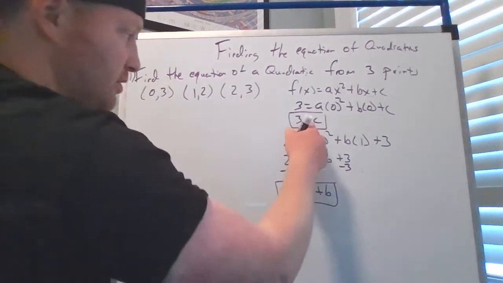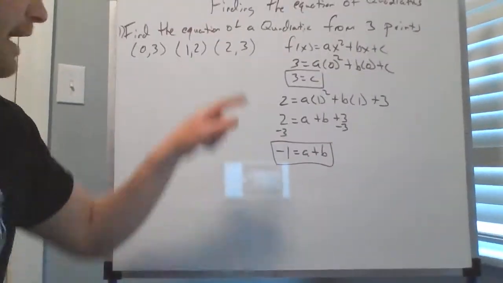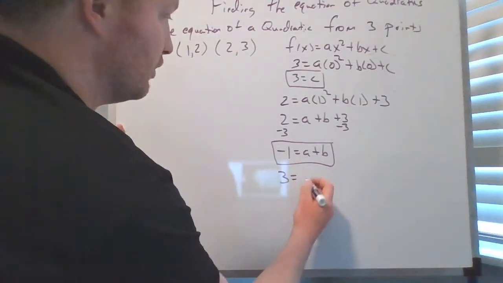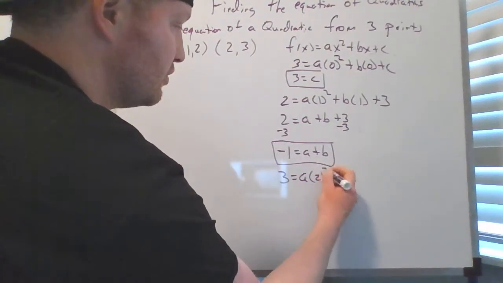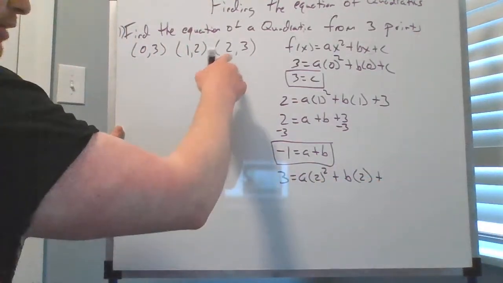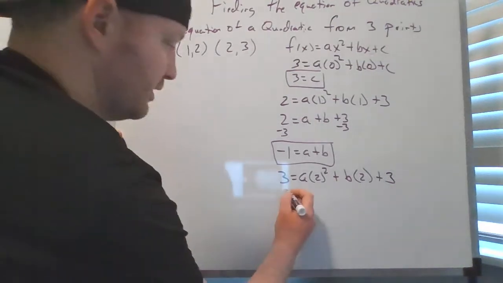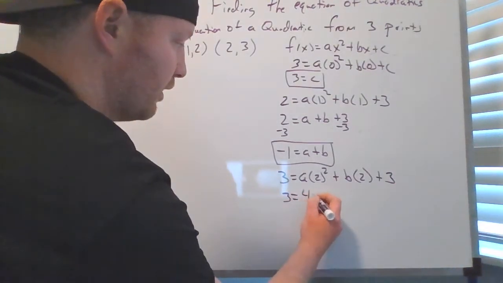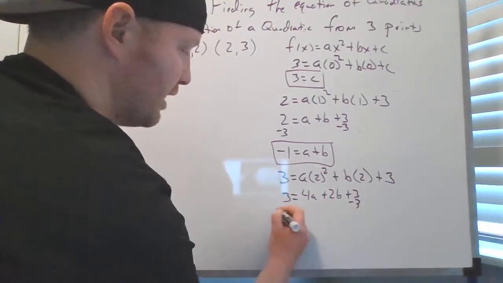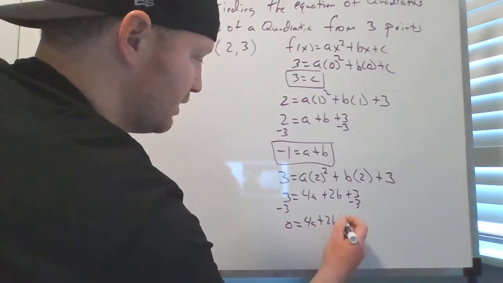I'm going to use this. I use this within here, and you'll see why this is important. And then last but not least, I got one more to go. I got this one right here. Y is 3 when x is 2. So 3 equals a times 2 squared plus b times 2 plus, we already know our c is 3. Okay? So put that in there when you already know it. So this is 3 equals 4a plus 2b plus 3. Subtract 3 from both sides, so 0 equals 4a plus 2b.